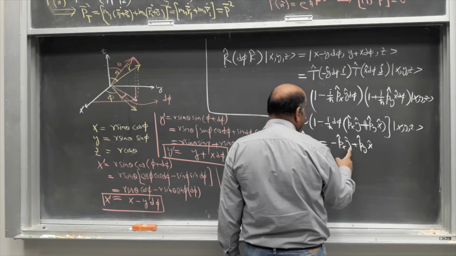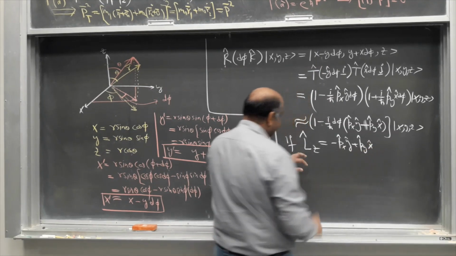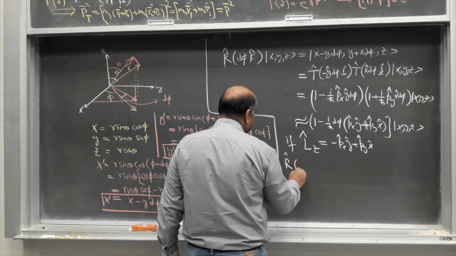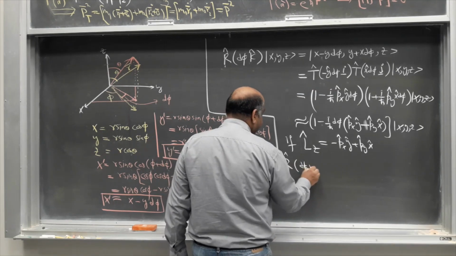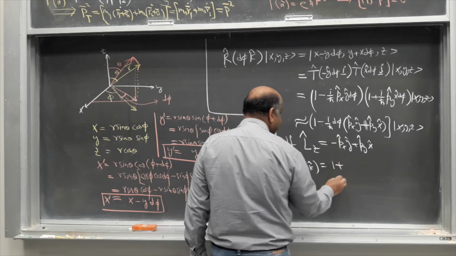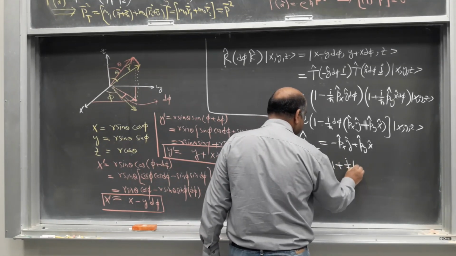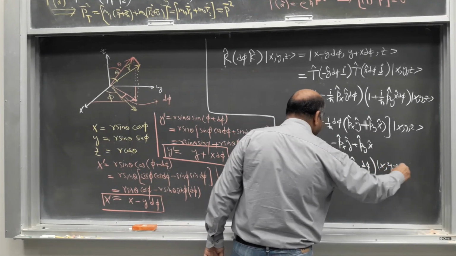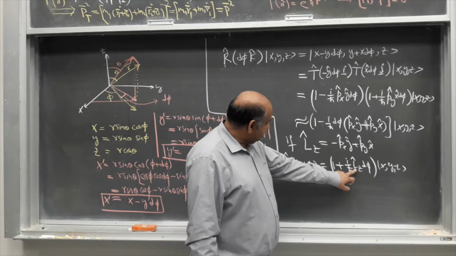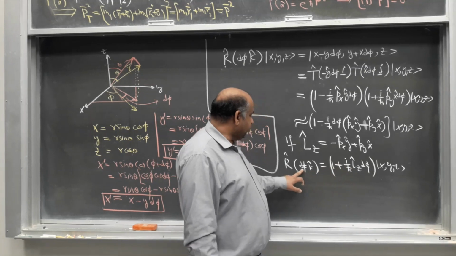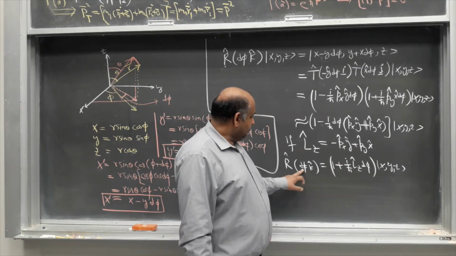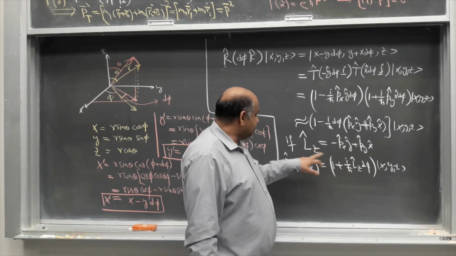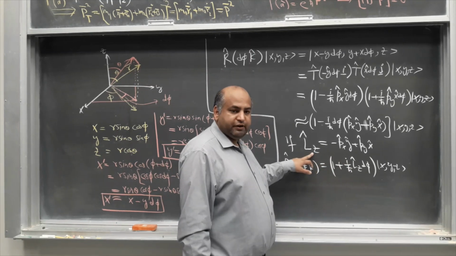Okay, so this is pxy plus pyx. So if I define a new operator Lz as this, then I can write my rotation operator d phi as 1 plus iota by h cut Lz d phi, where now this Lz operator is the generator of rotation by amount d phi, and this operator Lz is called the z component of the orbital angular momentum operator.